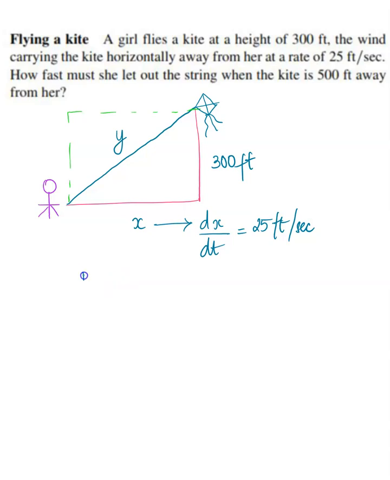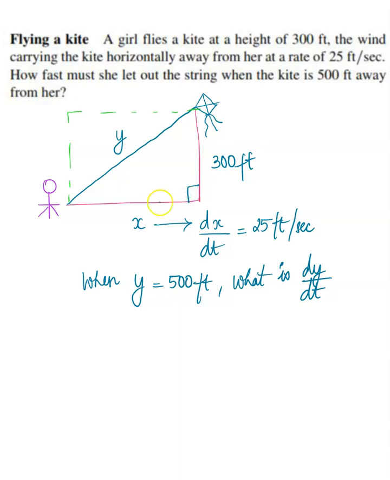That means when y is 500 feet, what is dy over dt? The speed at which the length of the string is changing. So that is the focus here. Here again we have formed a right triangle because it's with the ground. It's going to be a right triangle.